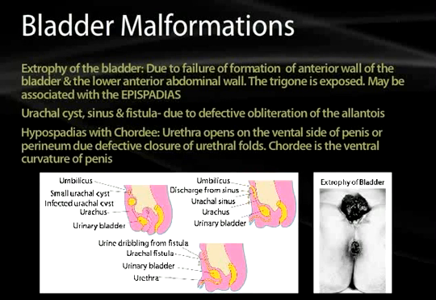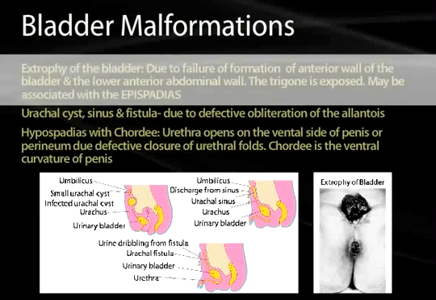There are a couple of malformations that are possible because of the bladder formation, and one of the most serious is exstrophy of the bladder, where there's an anterior wall folding problem that keeps the bladder on the external surface of the abdominal wall, and the trigone is going to be exposed. It's oftentimes associated with severe epispadias as well.